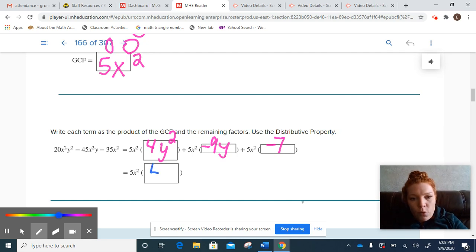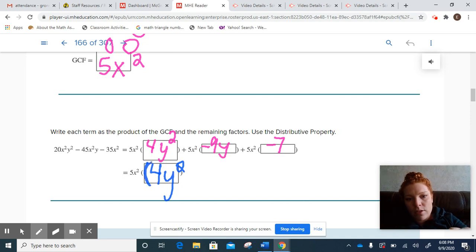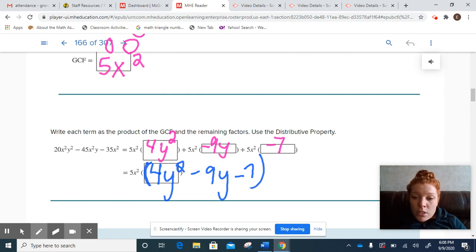So let's write it. 4y squared. And I'm going outside the parentheses, so I'll go ahead and just add that in. Minus 9y minus 7. So if you were to distribute that out, you should get this. If ever you're unsure about your answer, go backwards. See if you can get what you had in the beginning, because it's just reverse distributive property.